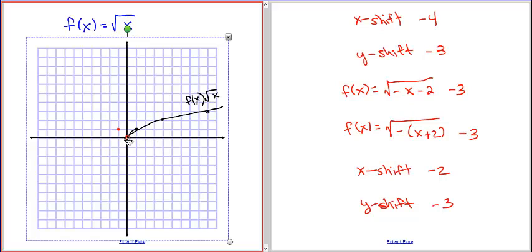Instead of going to the right 4, we go to the left 4: 1, 2, 3, 4, and up 2. And instead of going to the right 9, we go to the left 9 and up 3. So this curve here is just f of x equals negative the square root of x. Then you shift the origin by this amount, which is negative 2, negative 3.